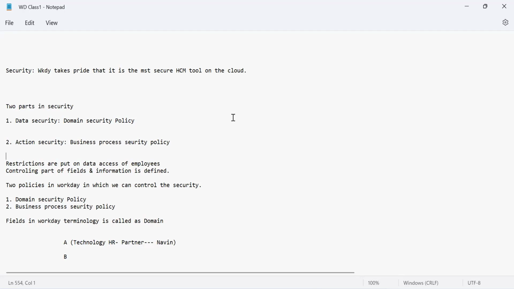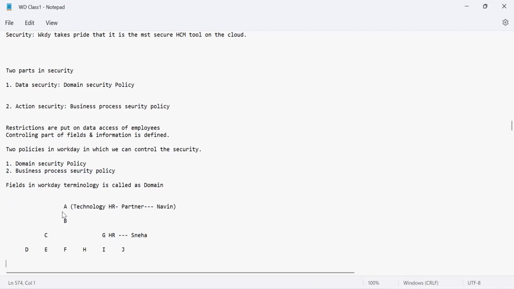Okay. Then comes the next part, which is restrictions. Restrictions are put on the data access of an employee, and controlling parts of the field and information is defined through these policies. We will see that one by one. Another thing is we have to understand that security flows from top to bottom. Now, what do you understand by top to bottom? Management to employee. Yeah, it is basically through the hierarchy.